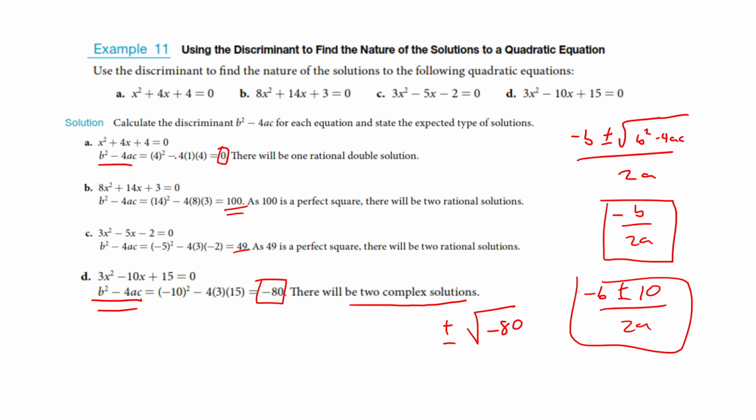So what we're saying here is if you get 0, you're going to get one solution. And I don't know if I want to talk about this here. It's a double solution. It repeats itself. So you get one solution twice. If you get a perfect square inside of there, you're going to get two rational solutions because of the plus or minus, and we got a nice square root. Here again we got a perfect square, so we'd get two rational solutions. And then finally we got a number that was a negative for a discriminant, and so that would have to be two complex numbers.